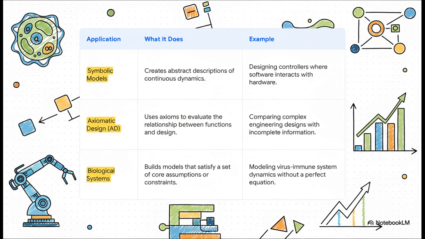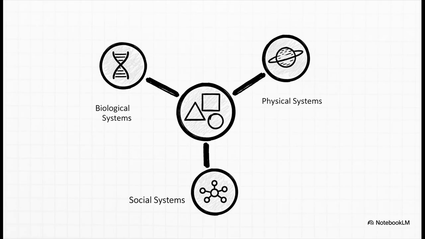And my favorite, in biology, we can model the crazy battle between a virus and our immune system not by trying to write one single perfect equation, but by building a model that just has to follow a basic set of rules, axioms, about how they both behave. And that really brings us to the ultimate prize here. Axiomatic systems theory isn't about finding some magic formula that explains everything. It's about finding the fundamental logical rules, the first principles that any good model of any system has to follow, whether that system is a machine, a living thing, or a society. It's about building a solid foundation for understanding complexity itself.